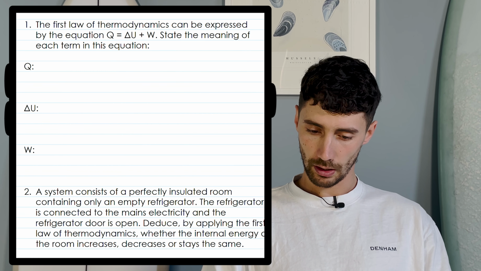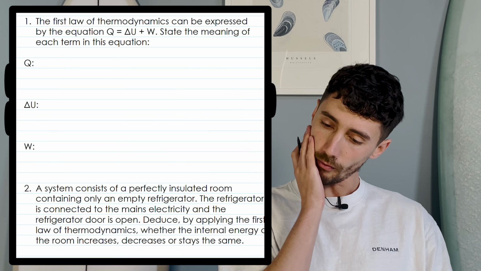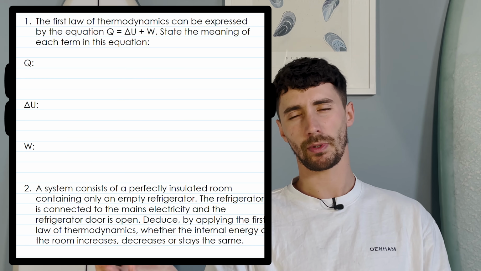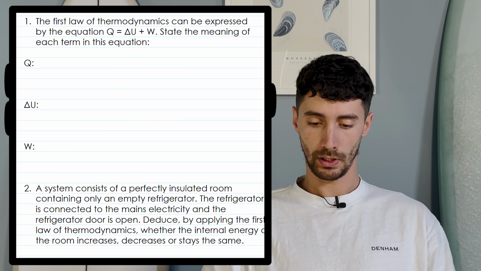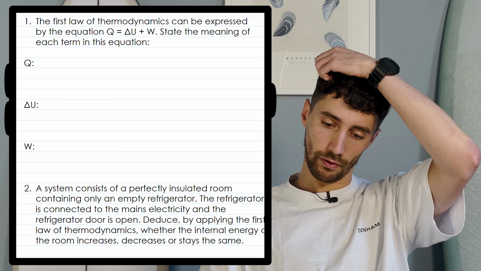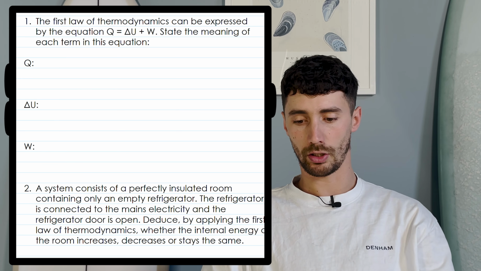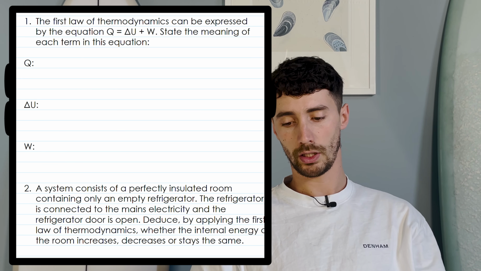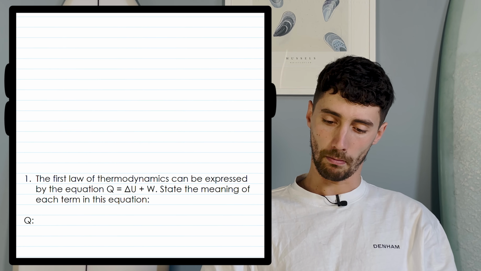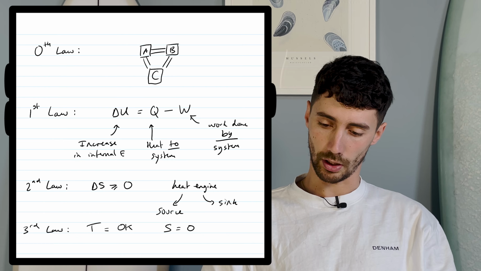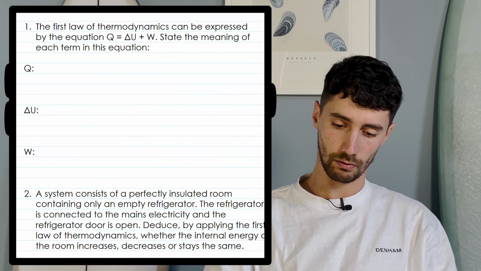I've prepared some. I've taken this from a past paper, but you have to be careful with copyright stuff, so I've just typed it out. So question 1. The first law of thermodynamics can be expressed by the equation Q is equal to change in U plus W. State the meaning of each term in this equation. My version is slightly different, but it's just rearranged.